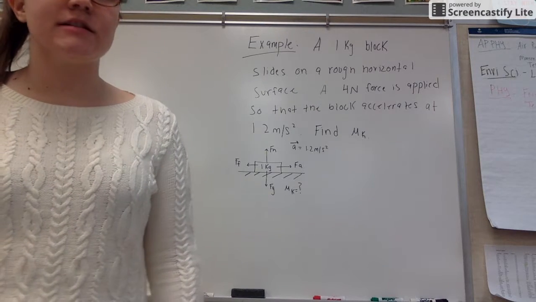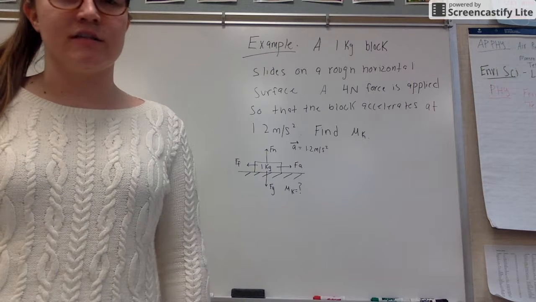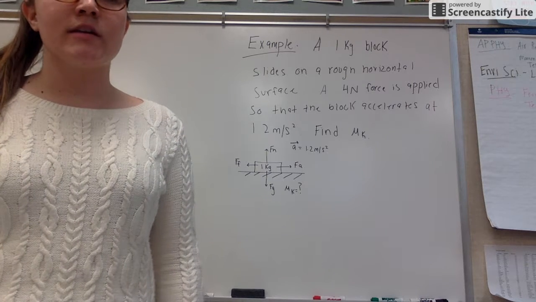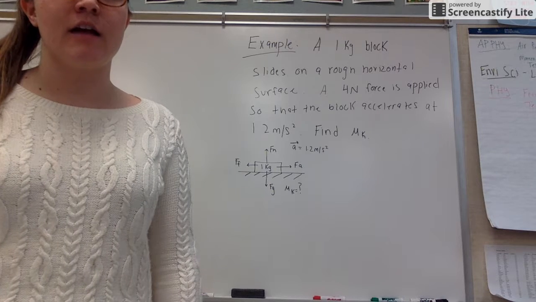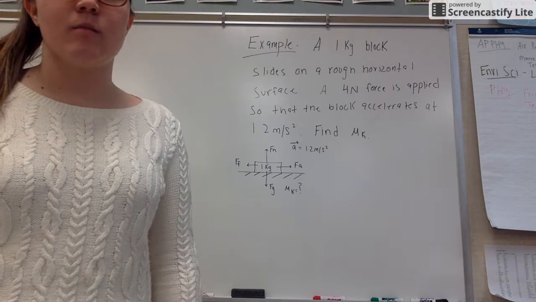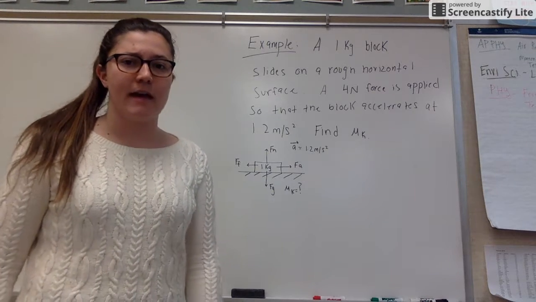Okay guys, so we're going to do an example in which we are trying to find the coefficient of kinetic friction. So we have a 1 kilogram block sliding on a rough horizontal surface, and a 4 Newton force is applied so that the block accelerates at 1.2 meters per second squared. We want to find u sub k.